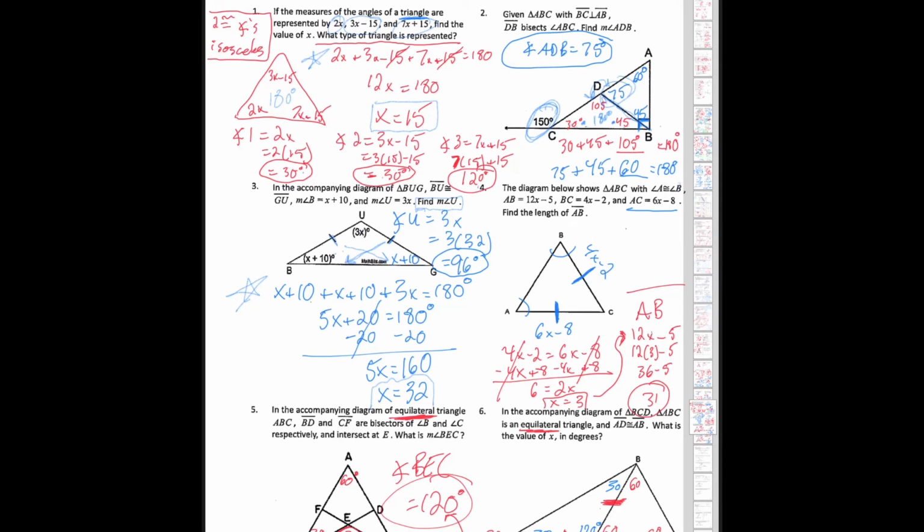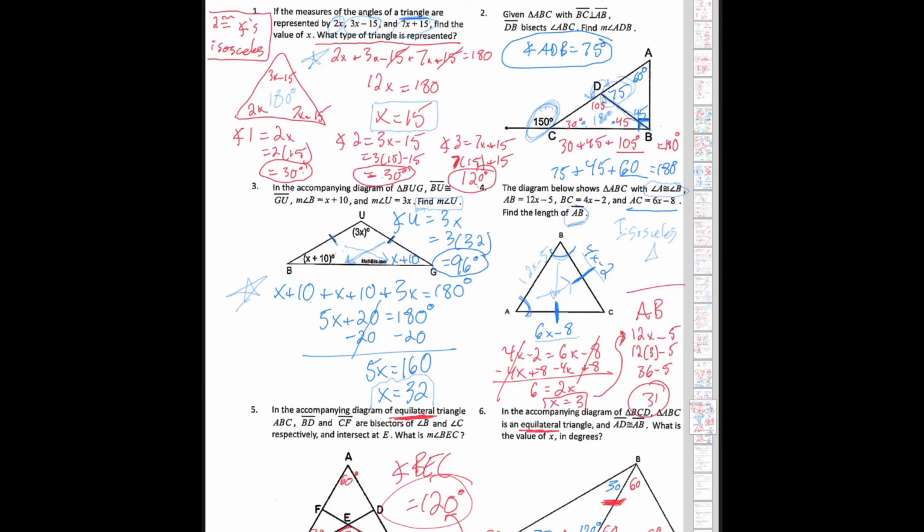Number four, we're given triangle ABC with two congruent angles. So if we have angle A congruent to angle B, that means their opposite sides are also congruent. We're then given measures for the sides. AB is 12x minus 5, and BC is 4x minus 2, and AC is 6x minus 8. So what I need to do is set the congruent sides equal to each other. Those were the sides that were opposite the congruent angles. This is an isosceles triangle.